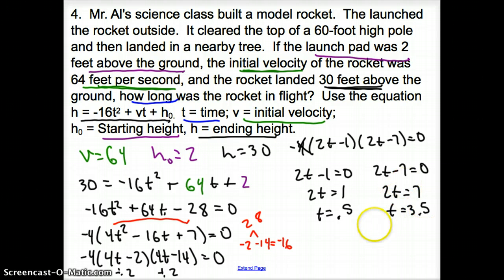Now here I have two answers. What do these two answers mean? 0.5 is how long it takes to get to the top, but 3.5 means how long it takes all the way back down until where you landed. So 0.5 isn't what I want, it is 3.5 because we are looking for how long the rocket was in flight, and that was 3.5 seconds.